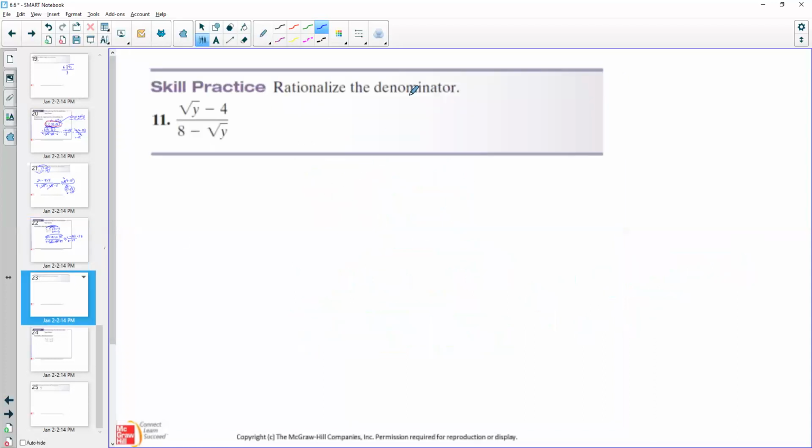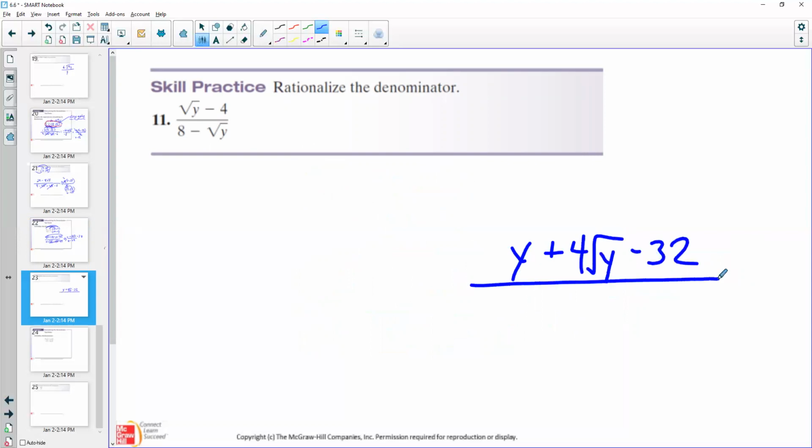You try this one. Works the same as the last one. The answer should be y plus 4 radical y on the top. Oh, sorry, minus 32 on the top over 64 minus y.